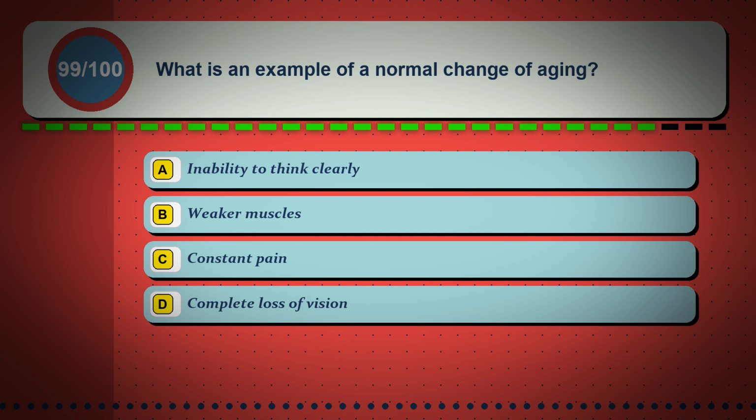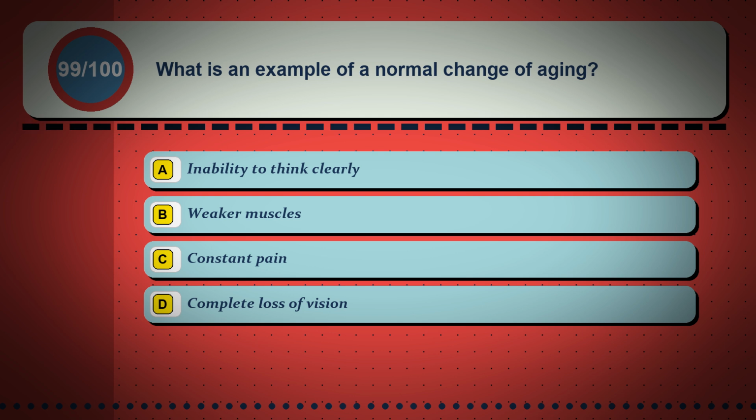Question 99. What is an example of a normal change of aging? Option A, inability to think clearly. Option B, weaker muscles. Option C, constant pain. Option D, a complete loss of vision.